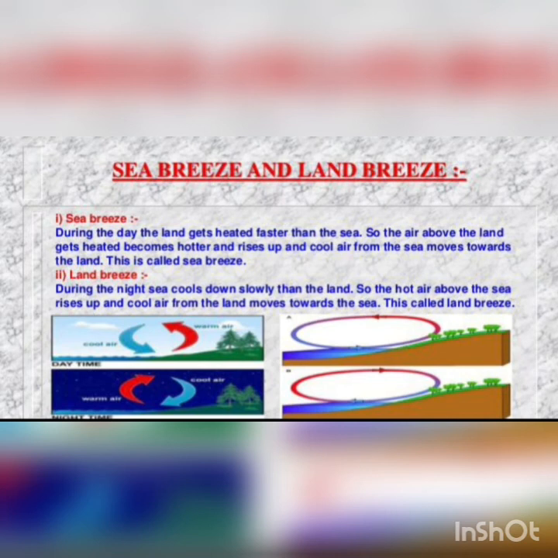And on the other hand, during the night, the sea cools down more slowly than the land. So the hot air above the sea rises up and cool air from the land moves towards the sea. This is called land breeze.